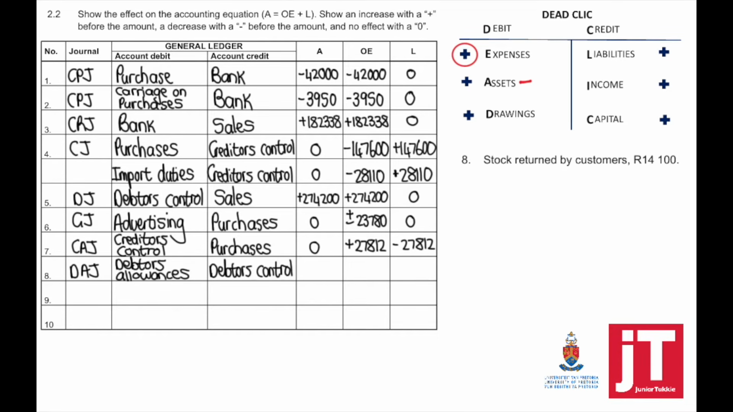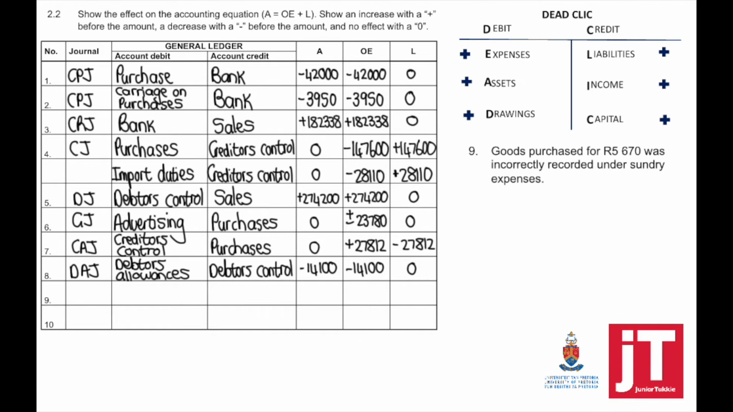My assets is going to be minus because they owe us less money. My expense, debtor's allowances, is regarded as an expense. If it increases, it will have a negative effect on the owner's equity. There's no cost of sales entry. Cost of sales is only calculated at the end.